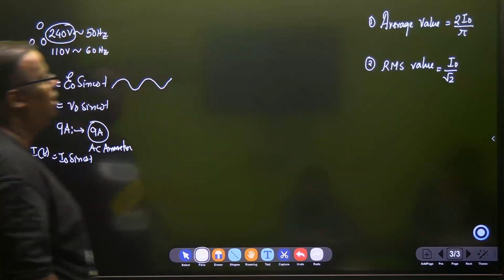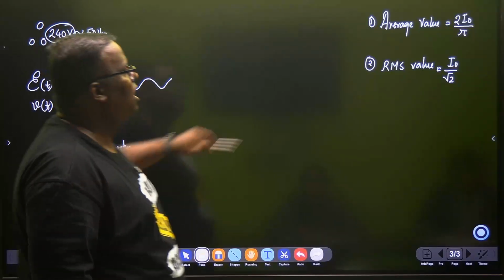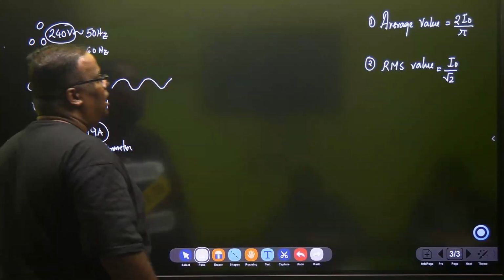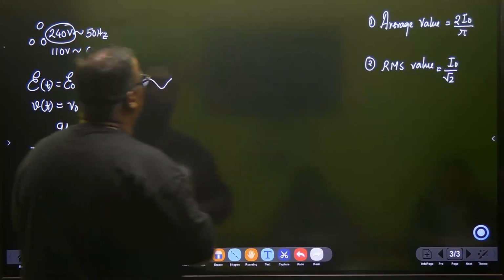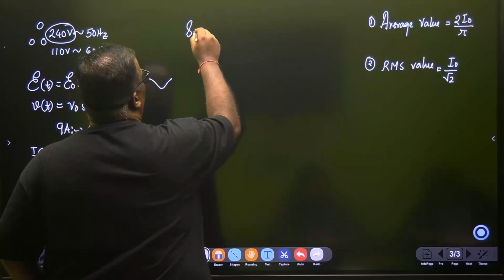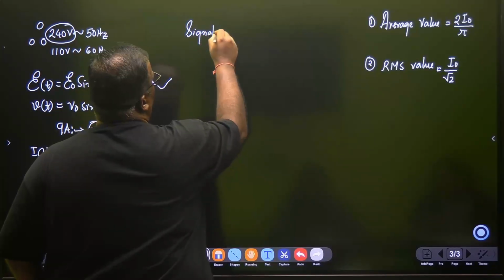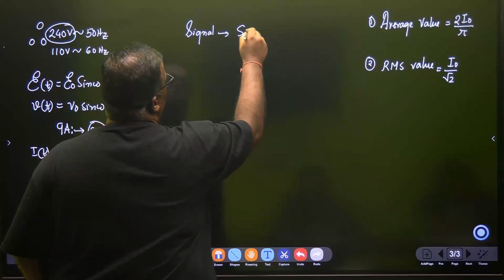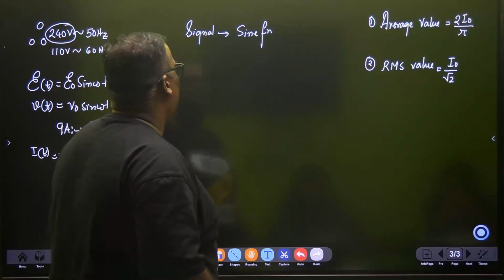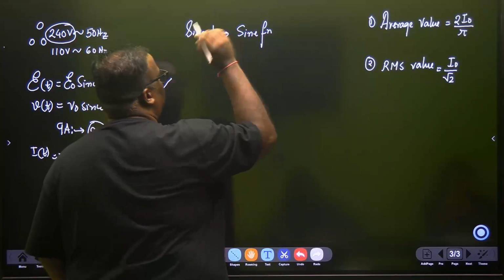Okay, so we will be learning about something called average value and RMS value. I'll come to RMS value later. Let's first understand what is average value. So let's take our signal. Our signal is actually a sine function, right? And the signal is a sine function.